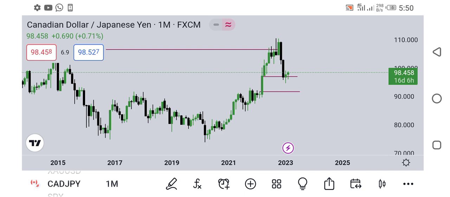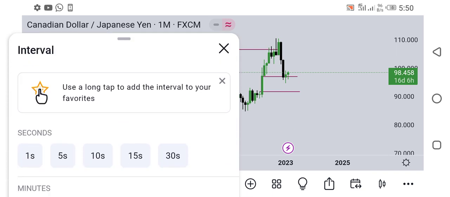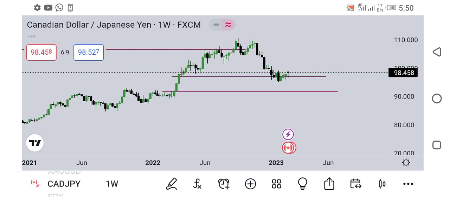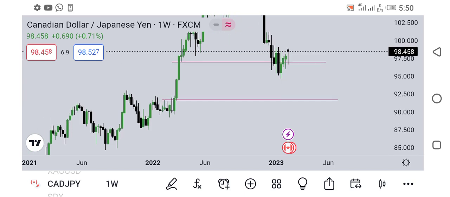Now it did enter into this. So the next thing I would look for is whether there are signs or indications that this market wants to go up, or signs that it wants to continue lower. So the next thing for me to do is to drop to a lower time frame, which is the weekly here. Let me expand it out.